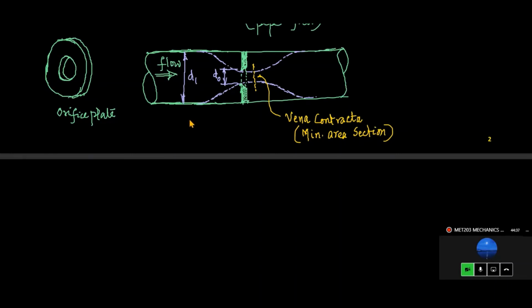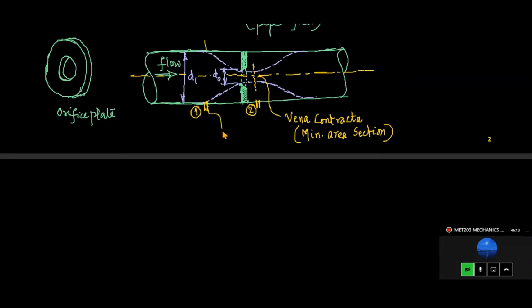And there theoretically the velocity of flow will be maximum. So obviously the area is going to be the minimum and the velocity is going to be maximum, and the pressure is again minimum. Okay, P1, P2. So this is section 1, and here at vena contracta we take section 2. Okay, and then we connect that to the pressure tappings.